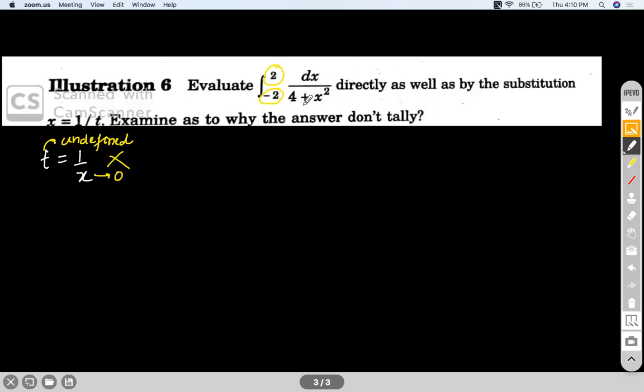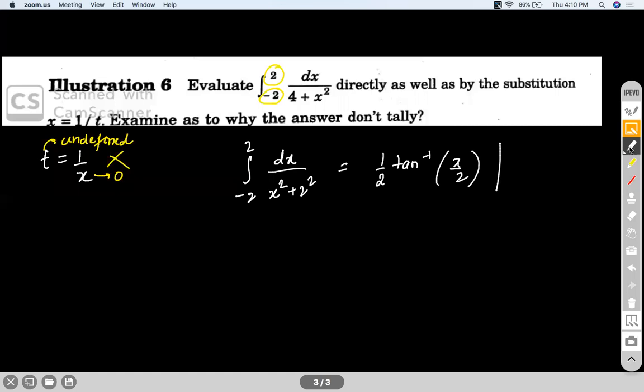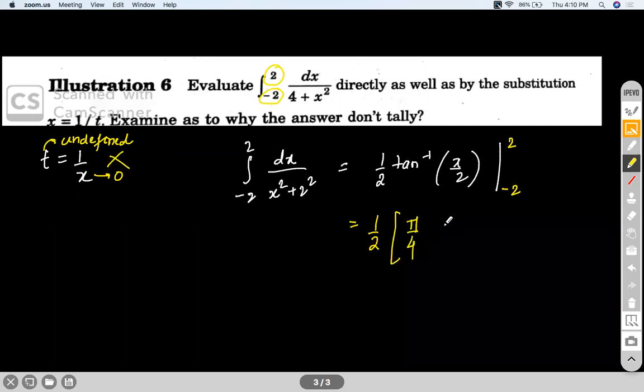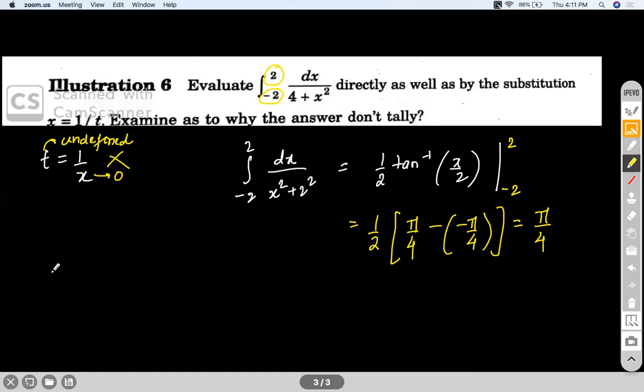Getting the point? So if you solve it directly, integral from minus 2 to 2 of dx by x square plus 2 square, your answer is going to be half tan inverse x by 2. Okay. If you put your limits of integration, when you put a 2, it becomes half tan inverse 1, which is pi by 4, minus of minus pi by 4. Okay. So I think this gives you pi by 4 itself as the answer, right?